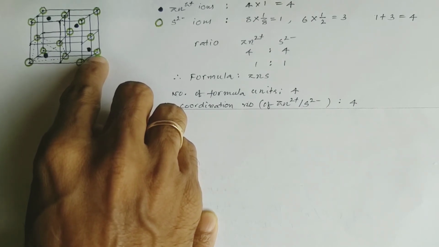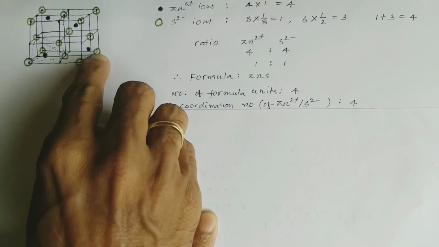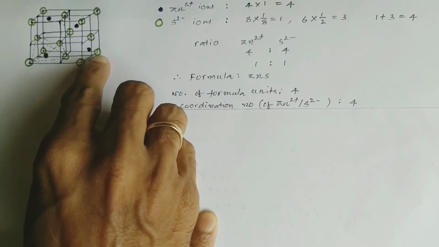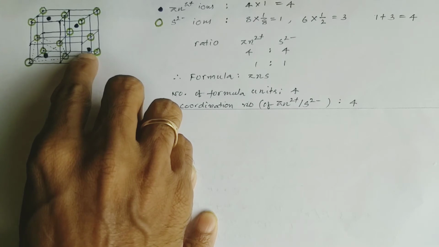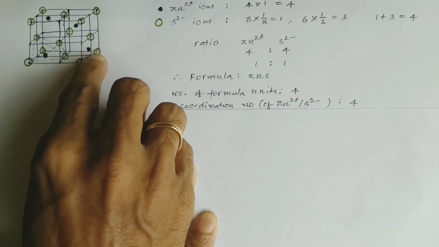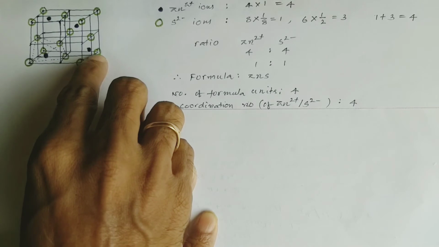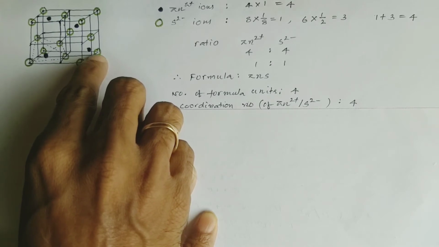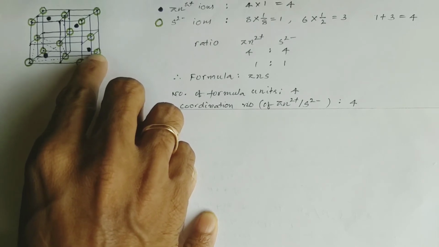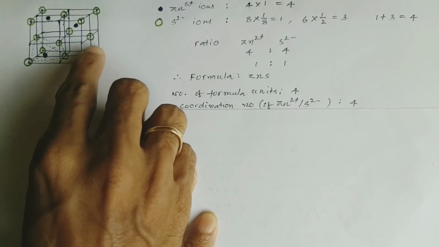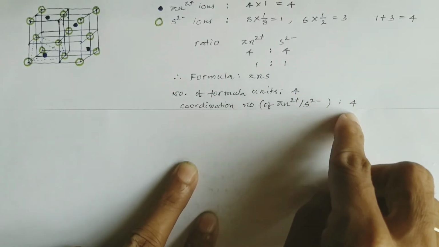But how? You know, this is the corner ion which is shared by 8 unit cells. So where is the tetrahedral void? Tetrahedral void is near the corner. So this is surrounded by 8 tetrahedral voids. You know, alternate tetrahedral voids are occupied by zinc ions. So how many zinc ions will be there around this? There will be only 4 zinc ions. So the coordination number of even sulfide ion is also 4.